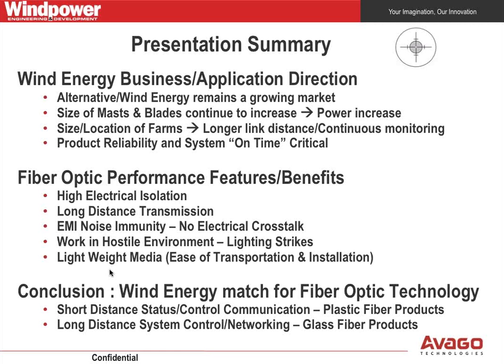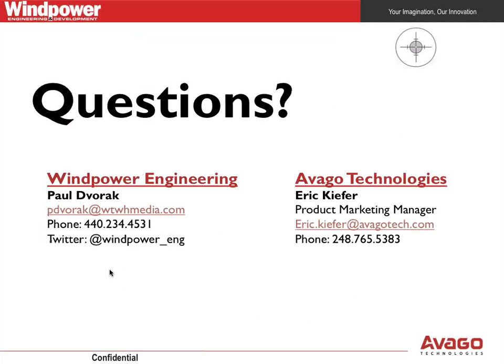For short distance status control and communication, plastic fiber optics up in the cell, and then for longer distance systems and control networking, glass fiber optics, whether that's networking from turbine to turbine or networking up and down the mast. It seems like we're headed in a direction where only more fiber makes more sense. So that's me, I guess.